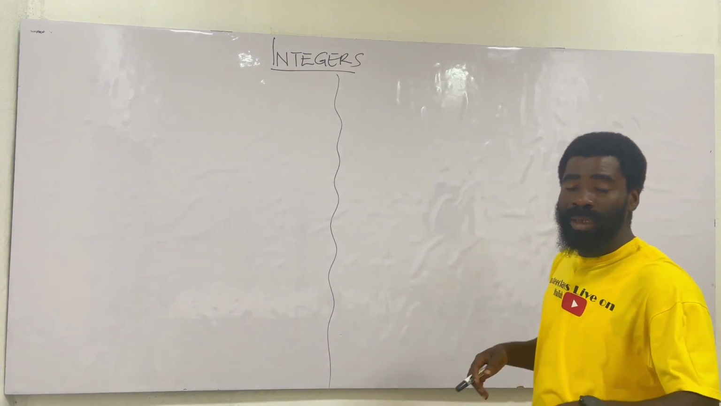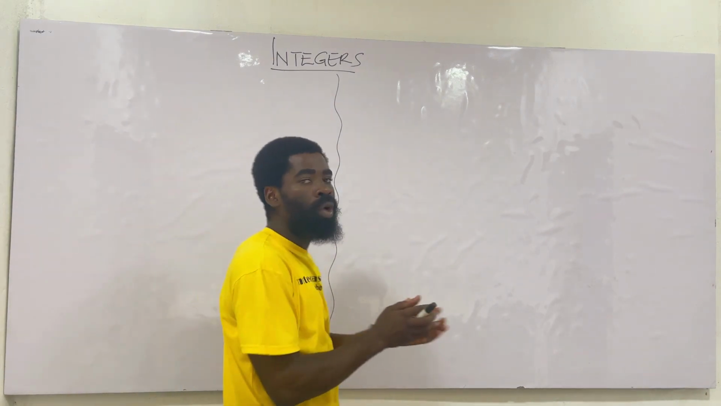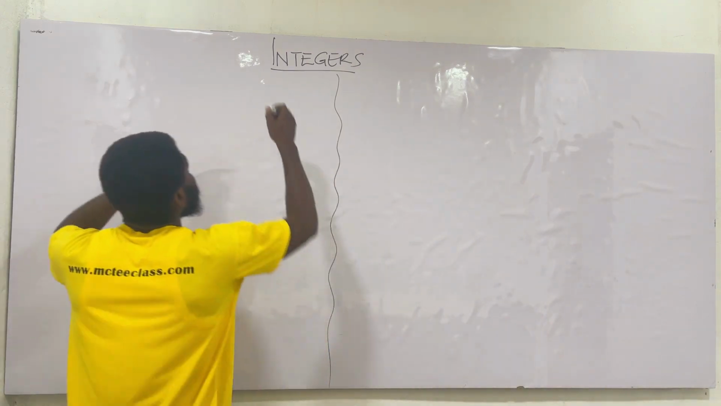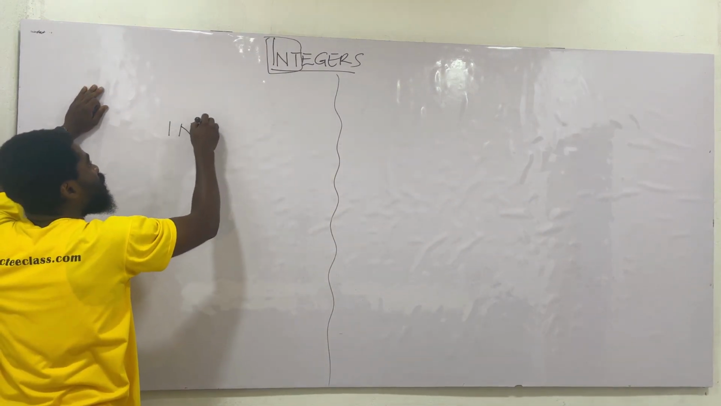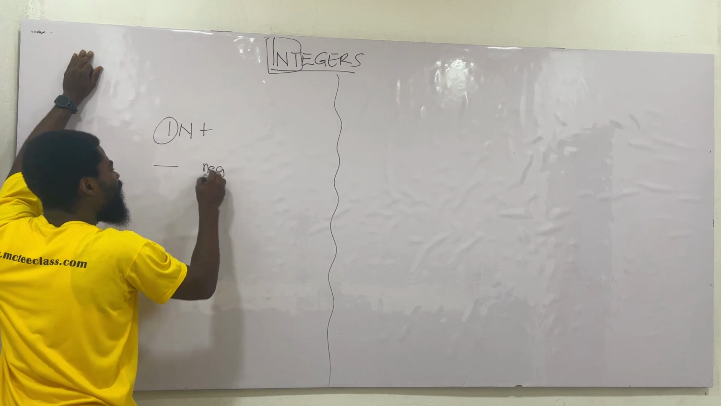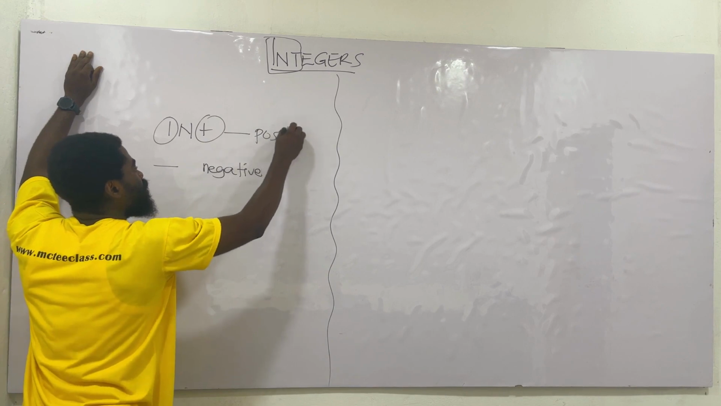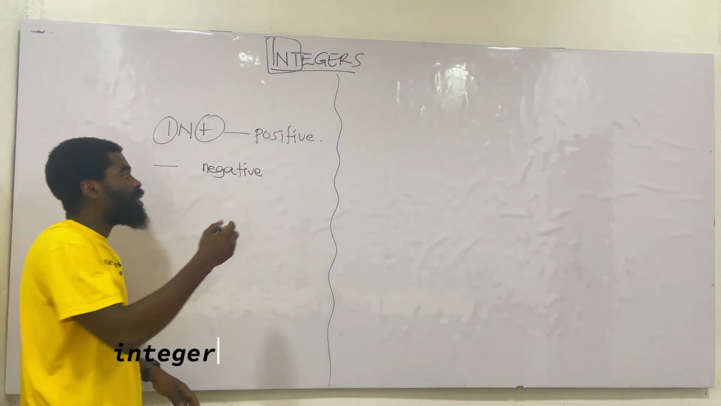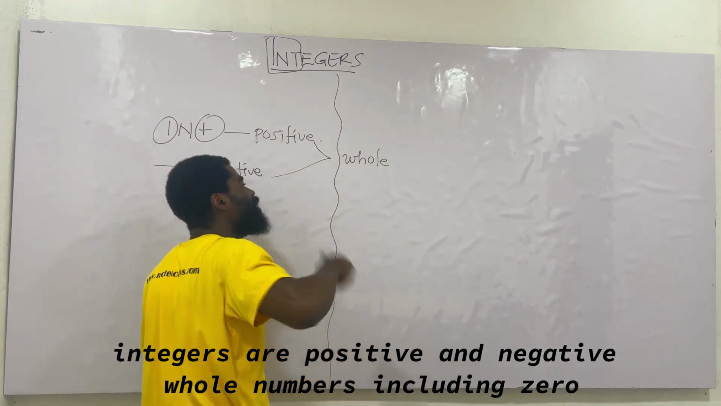Now, when we talk of integers, it's basically a collection of positive and negative whole numbers. When you take the first three letters of the word integers, you see we have this and that, right? So this I, when I turn it that way, stands for negative, and this stands for positive. So keep that. Integers are negative and positive whole numbers, including zero.